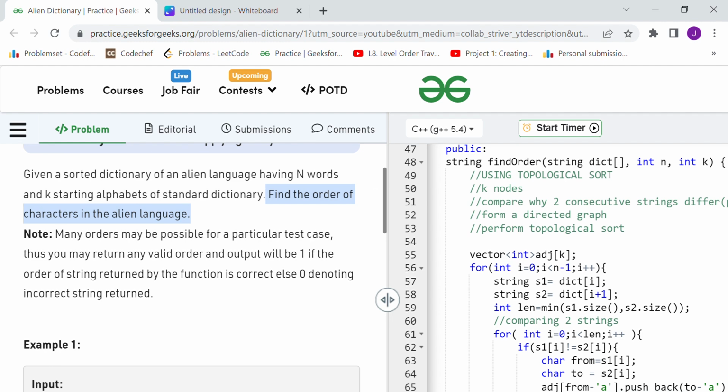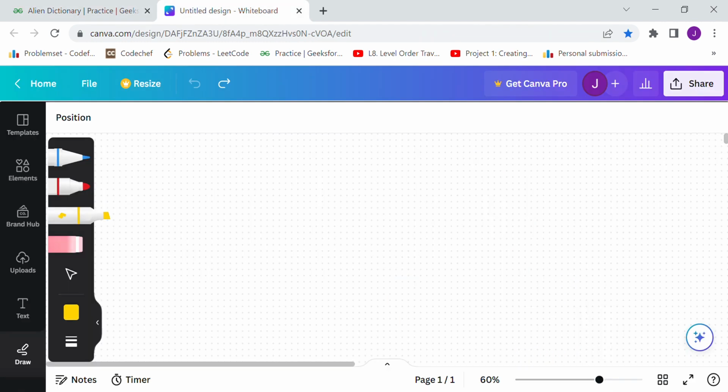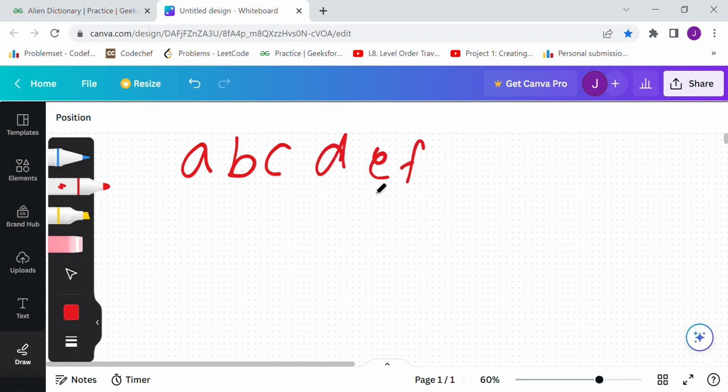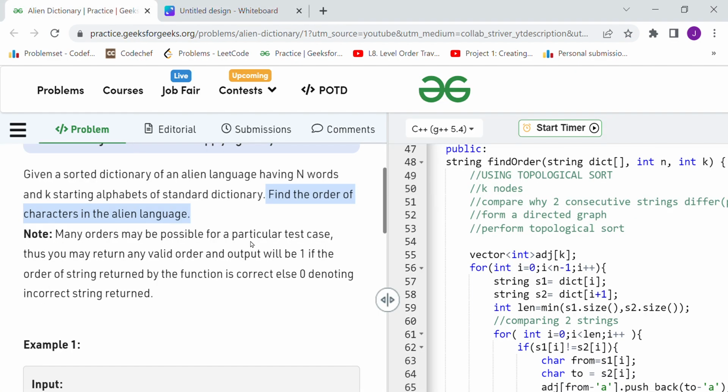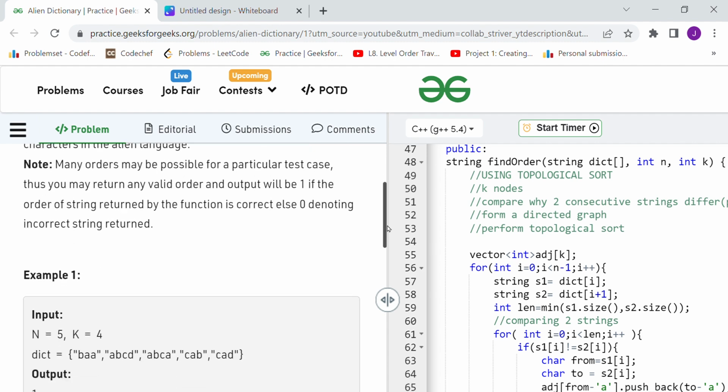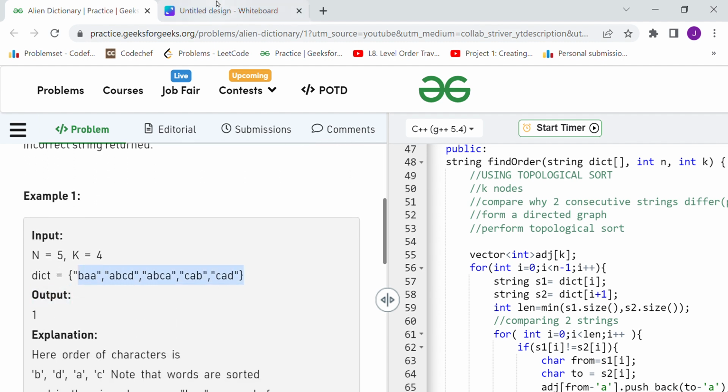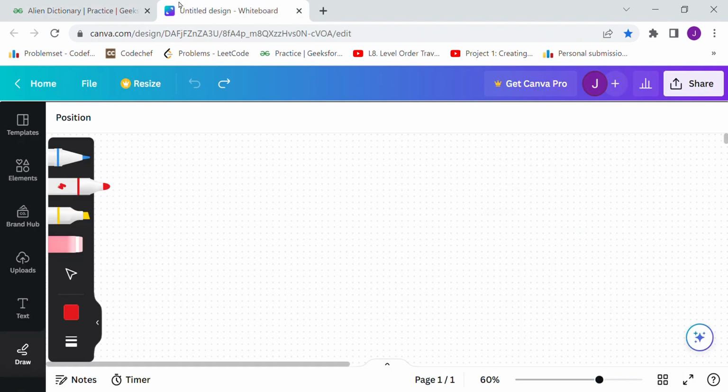So what is the question saying? It is saying that this question does not follow the normal dictionary order. What is a normal dictionary order? A, B, C, D, E, F, and so on. This is the way the normal dictionary is arranged. But it is not the case in this question. In this case, it's a different order. For example, in this question, BAA comes before ABCD. But if we consider it according to our dictionary, ABCD would come before. But this is a different dictionary. This is the alien dictionary.